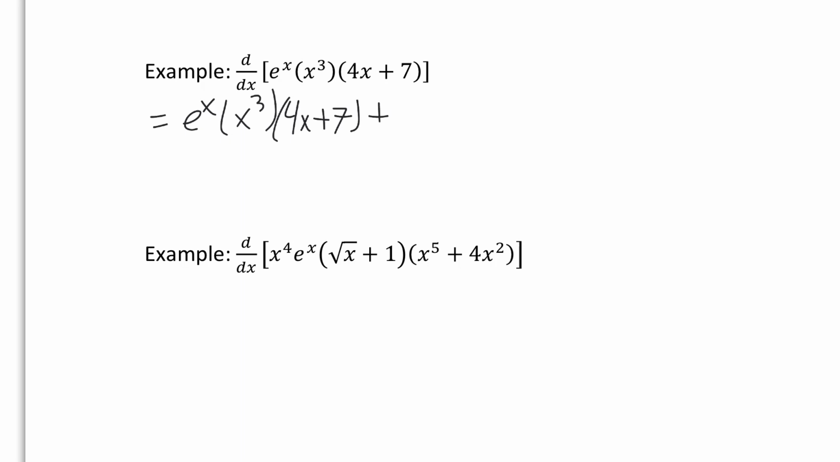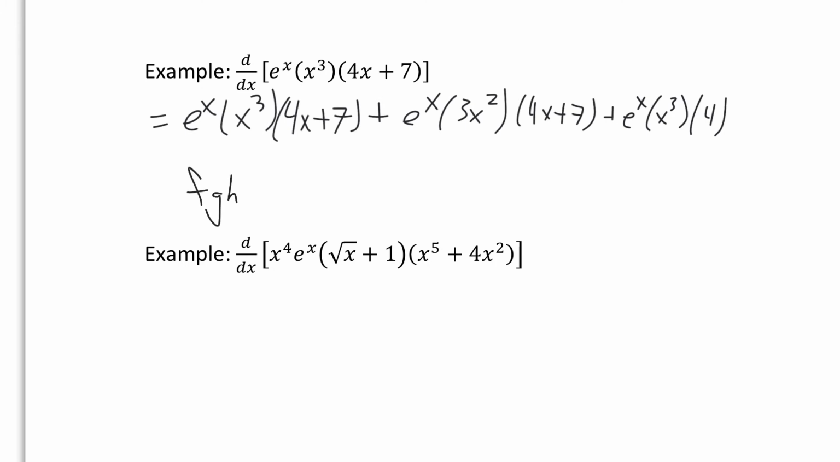Then we take the derivative of the next function. So we would get e to the x times 3x squared, and then 4x plus 7. Then we would take the derivative of the last function, which would be 4. If you want it written out, if you have 3 functions, f, g, h, you get f prime gh plus f g prime h plus f g h prime. You just do the derivative of each one at a time.